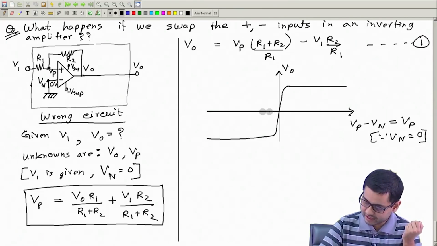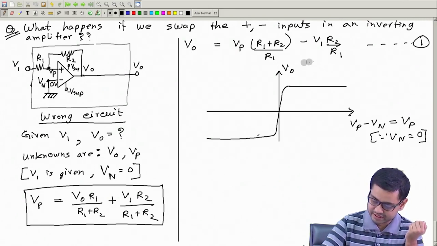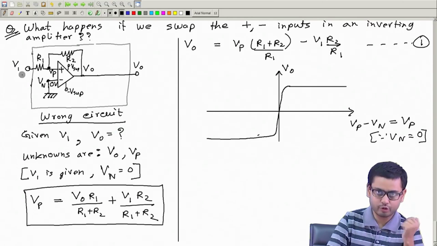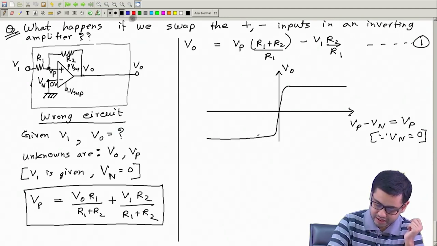Therefore this is the curve relation between Vp and VO. So this is one relation which comes from the static characteristic of the op amp, and the other relationship is this, which comes from the external circuit, the potential divider rule here. So now let's plot them together.